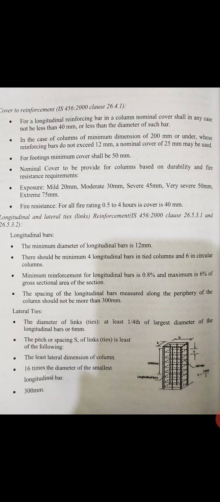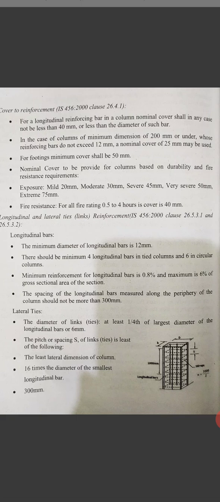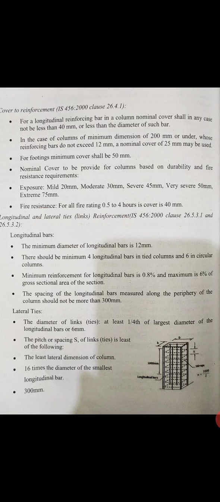Longitudinal and lateral ties or links reinforcement as per IS 456-2000 clauses 26.5.3.1 and 26.5.3.2. The first is longitudinal bars. The minimum diameter of longitudinal bars is 12 mm. There should be a minimum of 4 longitudinal bars in tied columns and 6 in circular columns. Minimum reinforcement for longitudinal bars is 0.8% and maximum is 6% of the gross sectional area of the section. The spacing of the longitudinal bars measured along the periphery of the column should not be more than 300 mm.